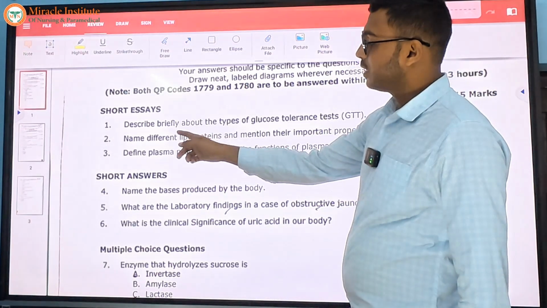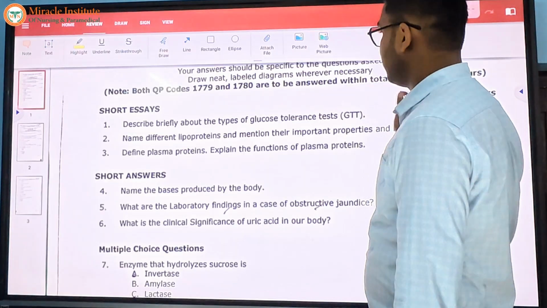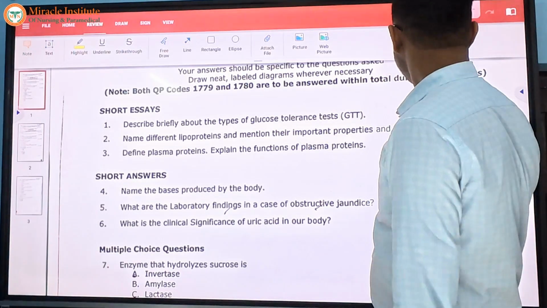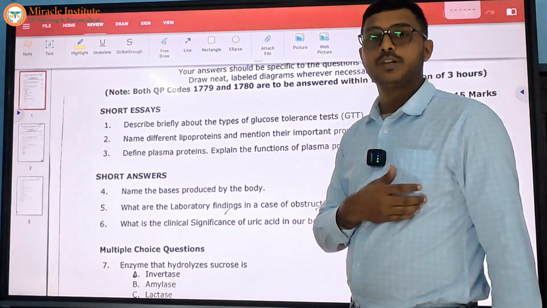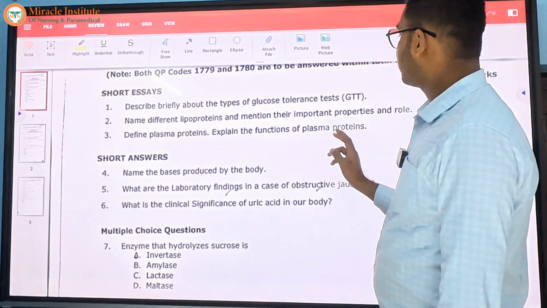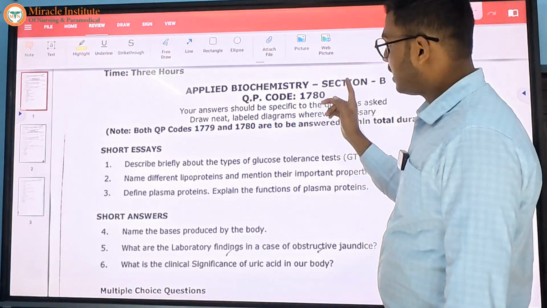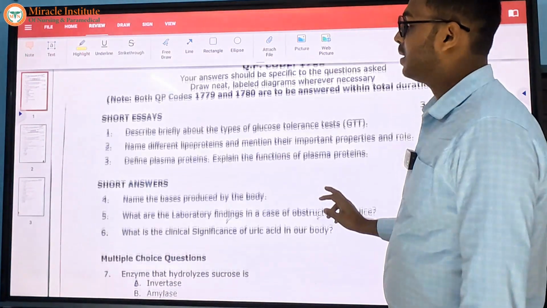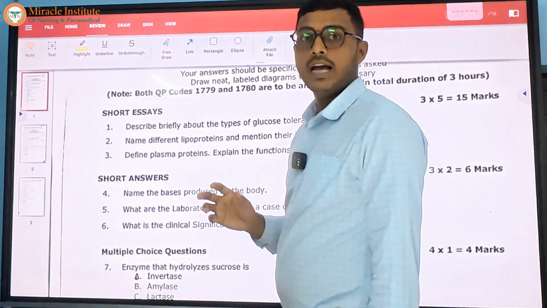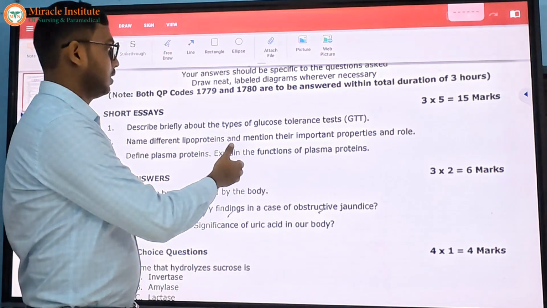In this short answer questions section, there are 3 questions. Each question carries 5 marks, so 3 into 5 equals 15 marks in total for short answers. How do we describe it? According to the time, we have 3 hours for sections A and B. Section B is the applied section. In the examination, we have this much time to describe briefly in that kind of questions.